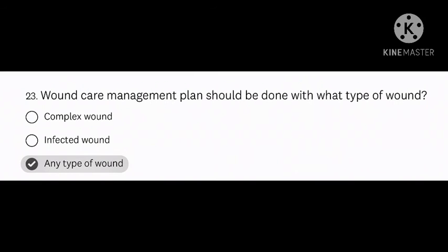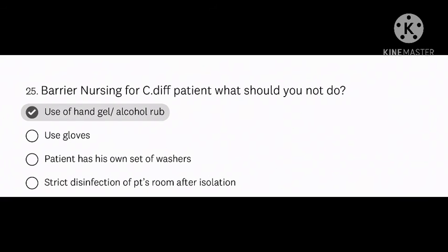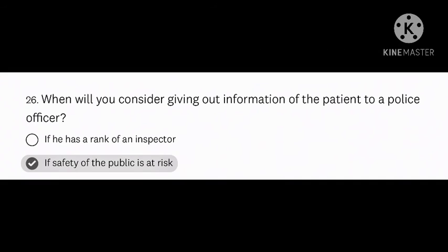Wound care management plan should be done with which type of wound? Any type of wound. Wound proliferation starts after 3 to 24 days. Barrier nursing for sedated patient. What should you not do? Use of hand gel or alcohol probe. When will you consider giving out information of the patient to the police officer? If safety of the public is at risk.